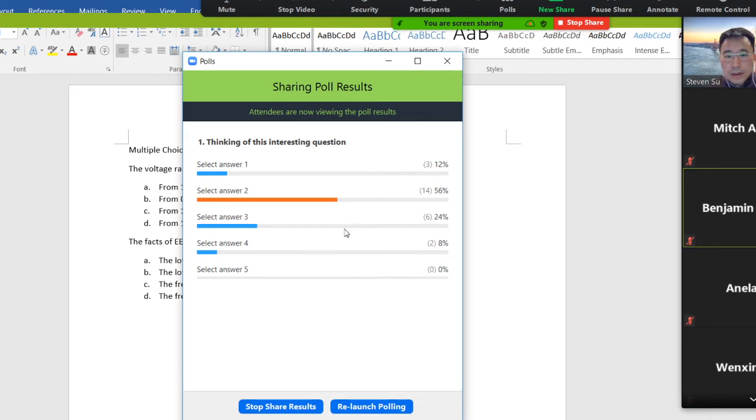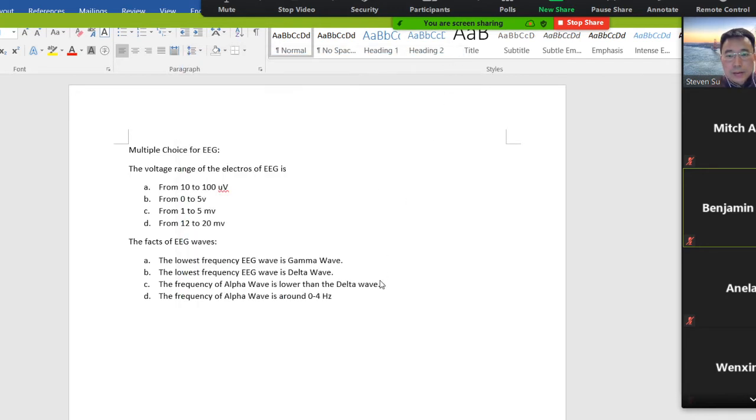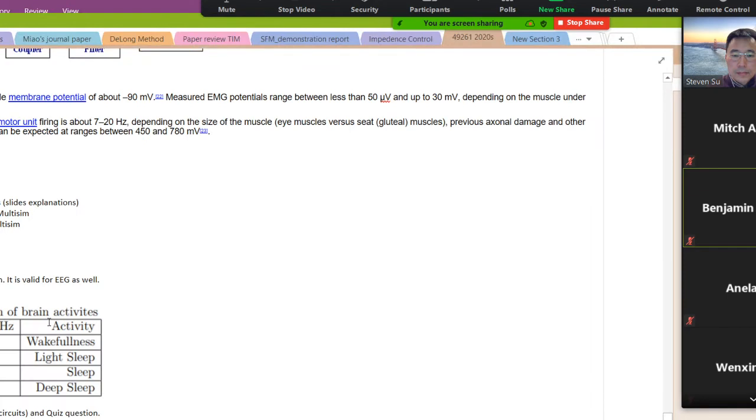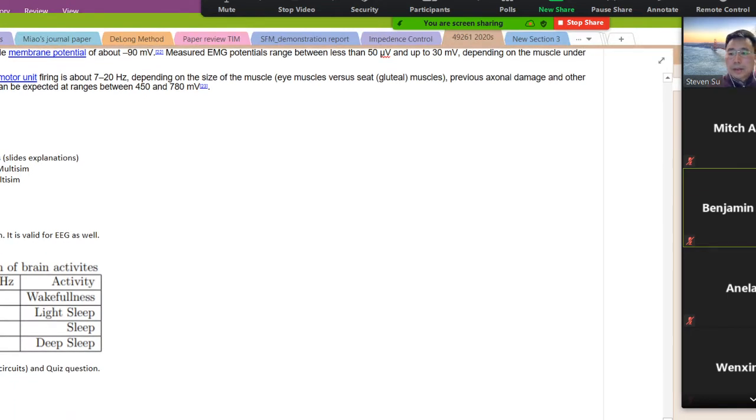So great, the second one is correct. I'll show you. First is the delta. Delta is the lowest frequency. It's when you are in deep sleep. It's 0 to 4 hertz.